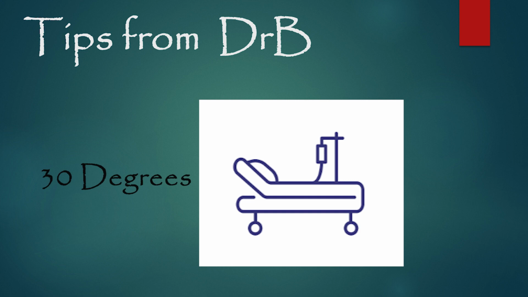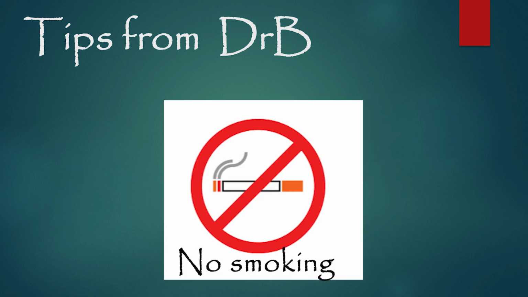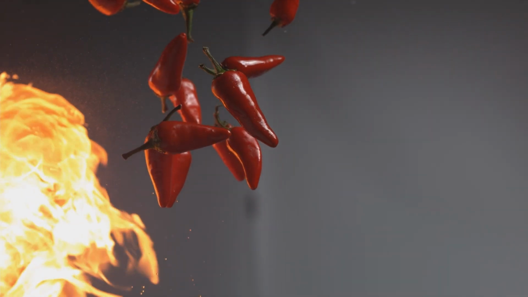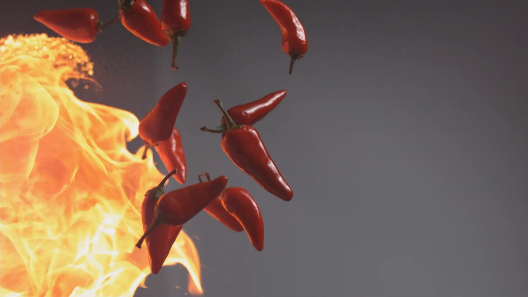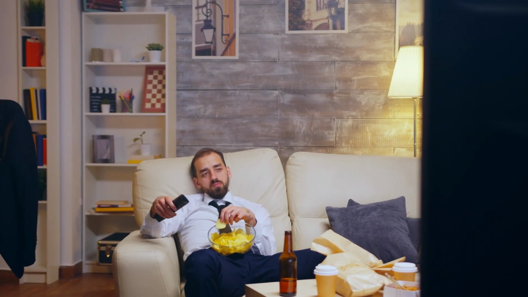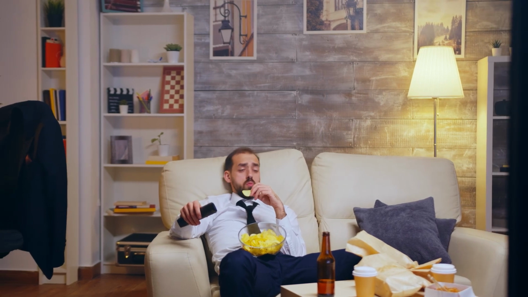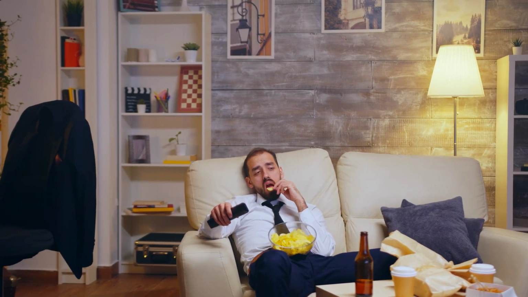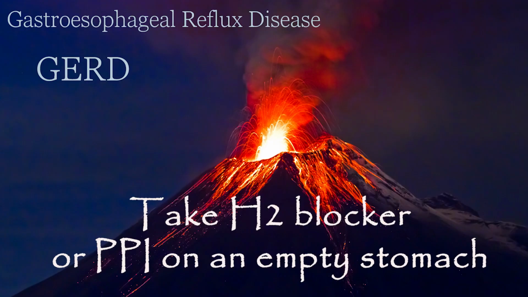The ideal elevation is around 30 degrees, but using pillows to elevate your head has not been found to be effective. Do not smoke. Avoid certain foods that can trigger symptoms like spicy food, tomato sauce, alcohol, fatty or fried foods, mint, garlic, onion, caffeine, soda and coffee, and chocolate. Wait 3 hours after a meal before you lie down. Eat smaller meals and avoid tight-fitting clothing. If you use an H2 blocker or PPI, remember to take these on an empty stomach. See your primary care provider for suggestions on medications that would be effective for you.